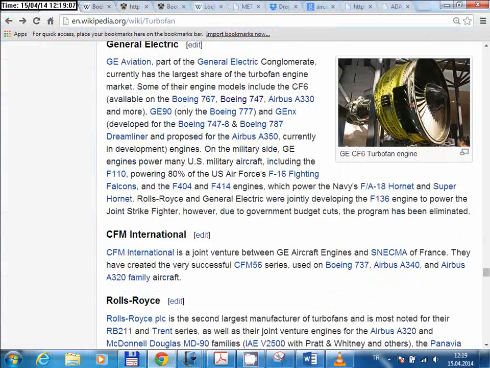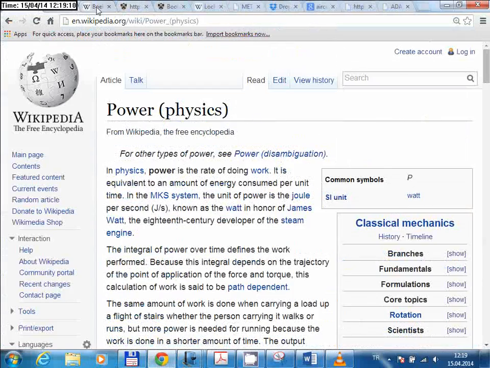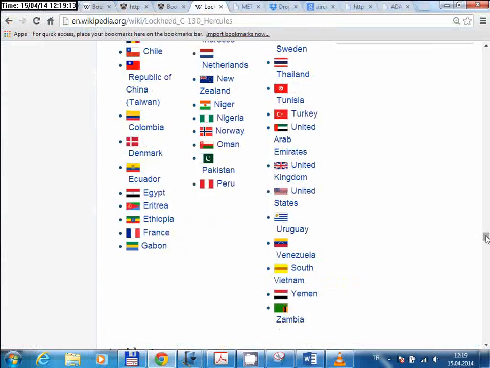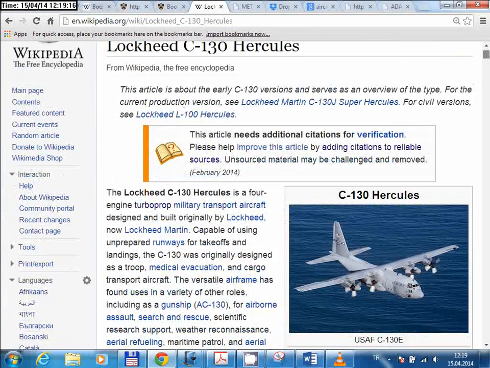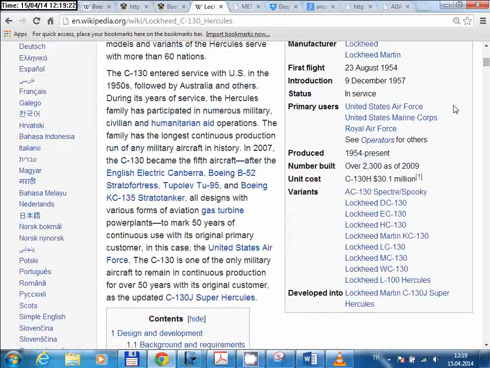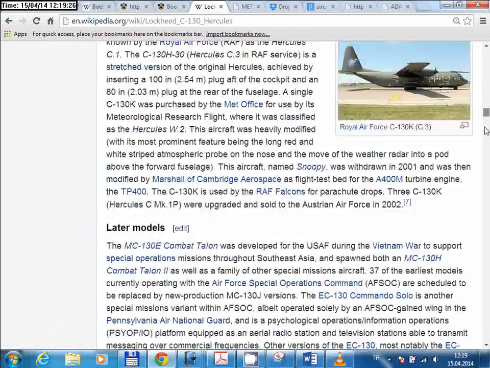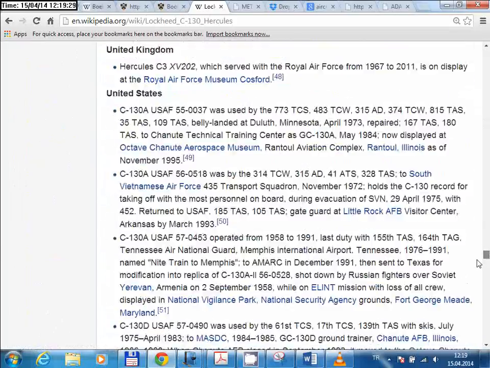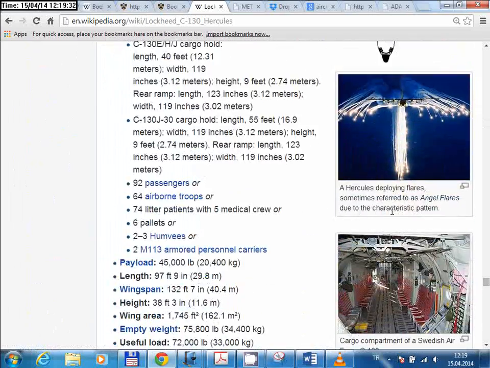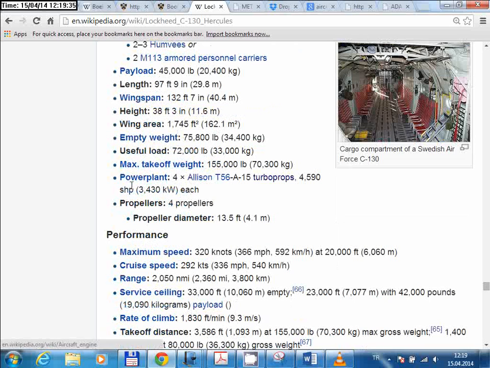So if you look at this aircraft, okay, this is the C-130 Hercules. It has 4 propeller engines. And if you look at the specifications for this aircraft, let me go down to that list. Okay, so the power plant information is given here. It has 4 of these engines, turboprop engines, and you see the engine power is given, right? Each of the engines can produce this much kilowatts of power.